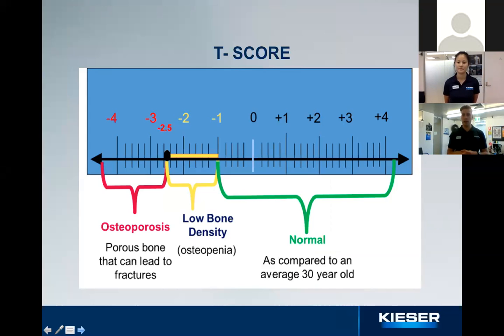It simply means you have low bone density. You are not yet classified as osteoporosis, but it is a caution to start thinking about some management and treatment strategies. And once you have a T-score of -2.5, that's when you're clinically diagnosed as having osteoporosis.